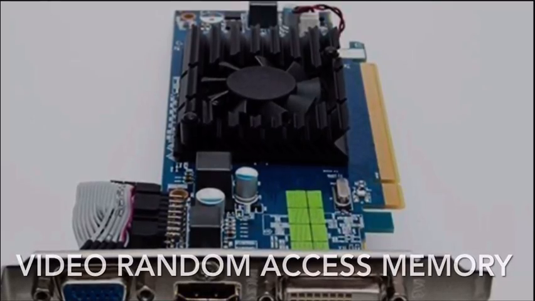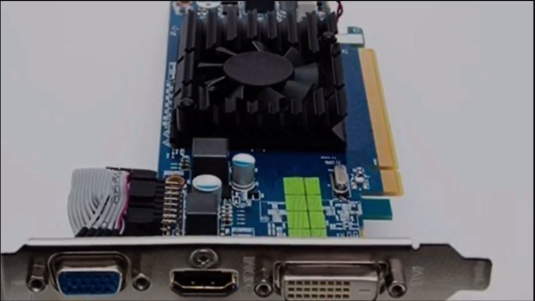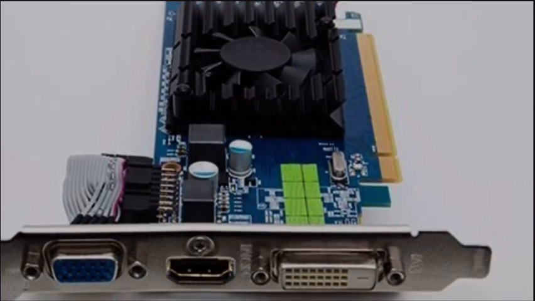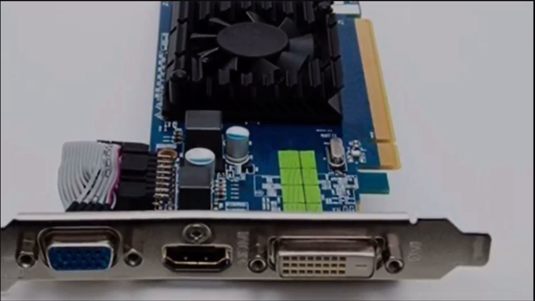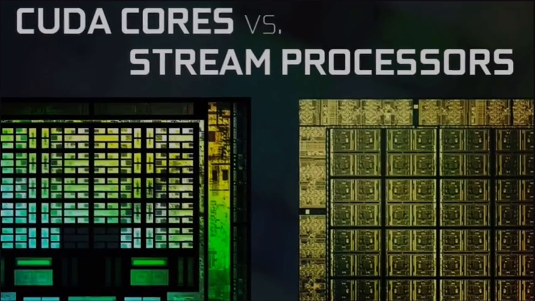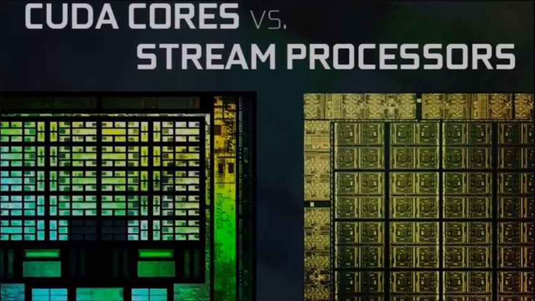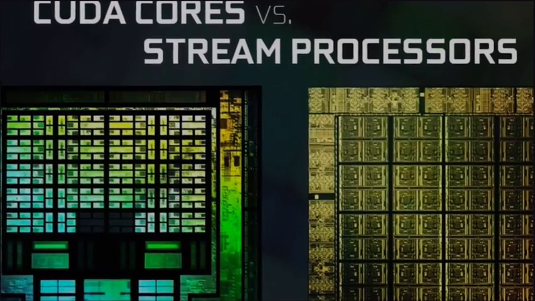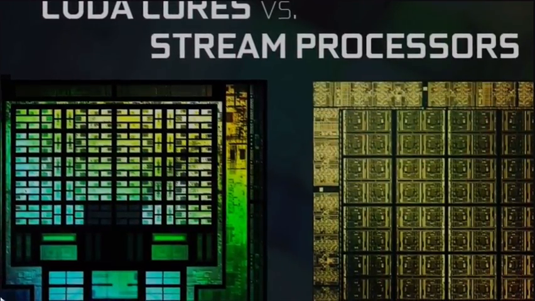Video memory, or VRAM. GPUs have dedicated video memory to store graphical data and textures. VRAM's high-speed access allows for quick retrieval of graphical elements, contributing to smooth visual performance. CUDA cores for NVIDIA, or stream processors for AMD. These are parallel processing units within the GPU responsible for executing specific tasks. They contribute to the overall processing power of the GPU.